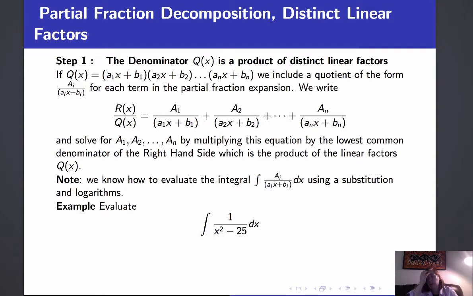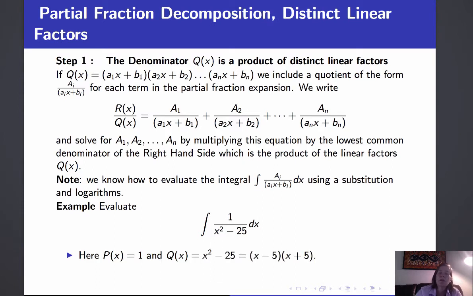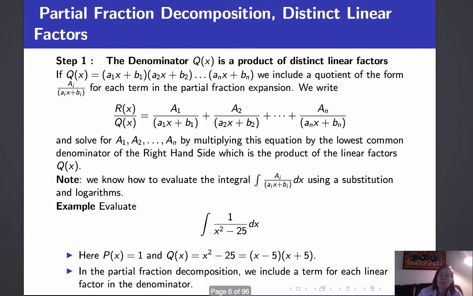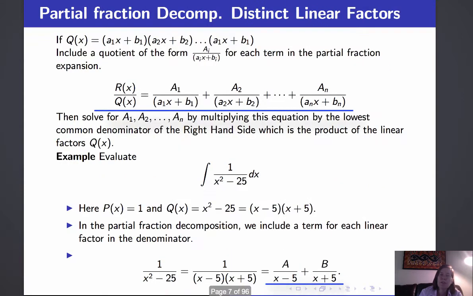Suppose I want to integrate 1 over x squared minus 25. Well, now here r(x) is 1 and q(x) is x squared minus 25, so it's certainly a proper rational function, and x squared minus 25 breaks up into two distinct linear factors, x minus 5 and x plus 5. So to find this partial fractions decomposition, I create two terms, one for each of the linear factors in the denominator.